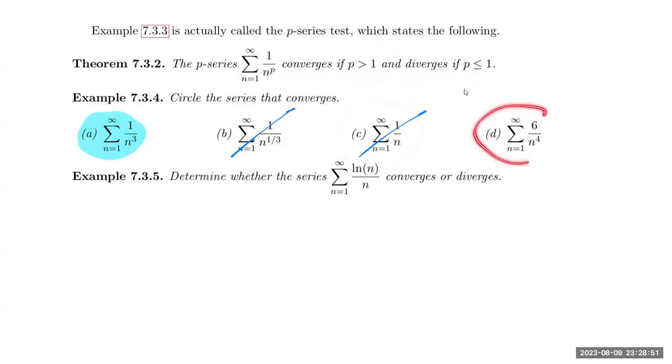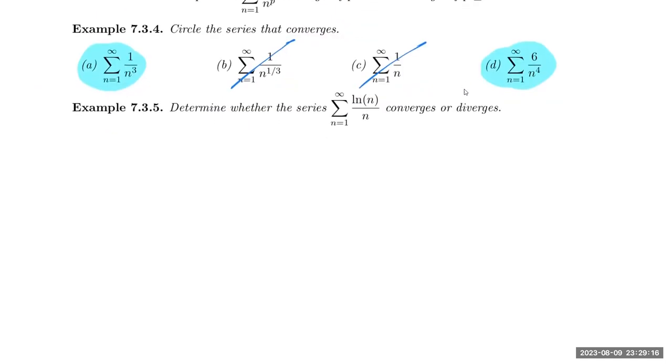For D, ignoring the constant, we could move that outside technically, and we would have 1 divided by n to the 4. So since the 4 is larger than 1, it will actually converge. So D also converges here. Perfect. All right, we'll have a look at this example now.